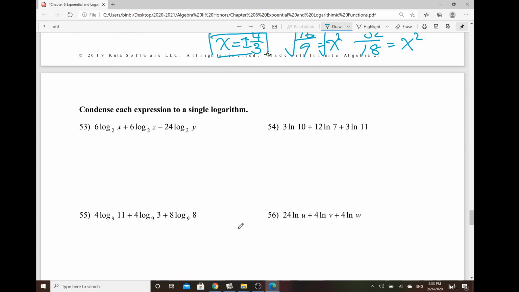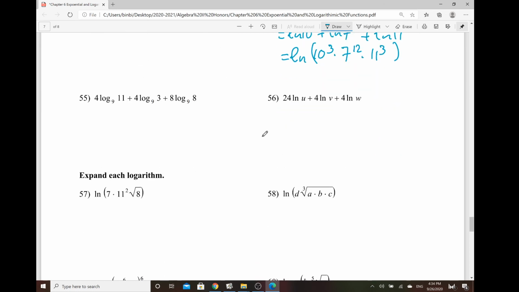And then the rest of this is just condensing. So condensing, so we got what? Coefficient to power. So basically we can just take the coefficient back to the power position. So always try to do one thing at a time. And then it's all sum, so that means sum to product. So natural log of 10 to the power of 3 times 7 to the power of 12 times 11 to the power of 3. And for those who might be wondering, do I need to evaluate all this? No. You don't want to multiply that 7, 12 consecutive times. That's going to be crazy.